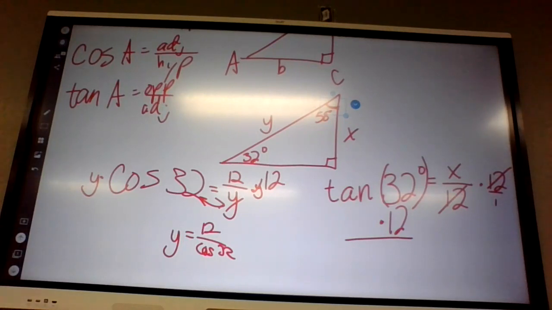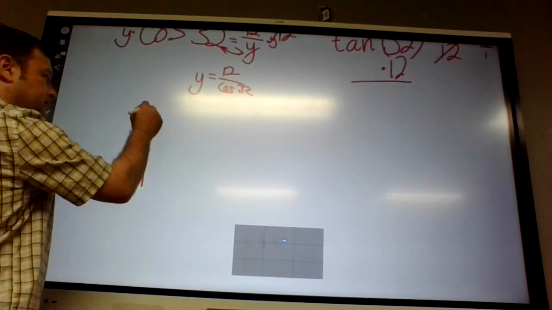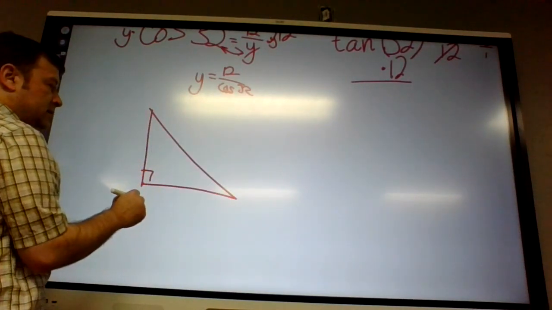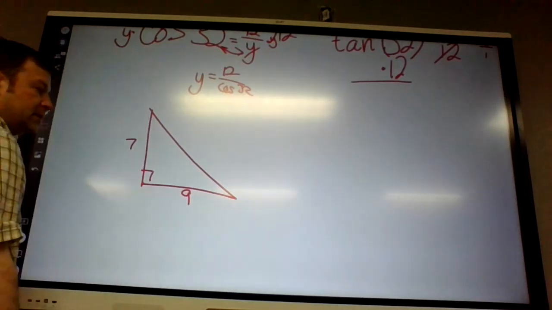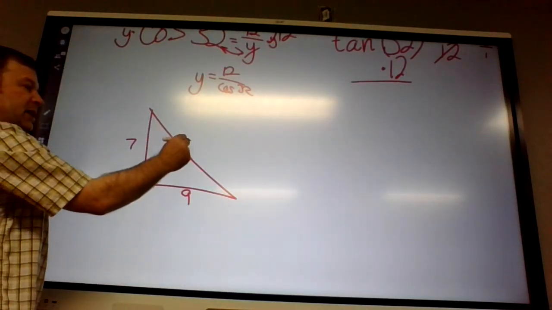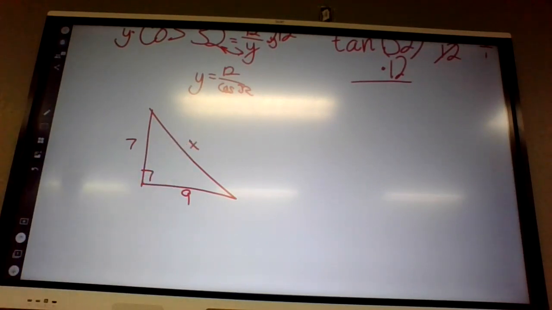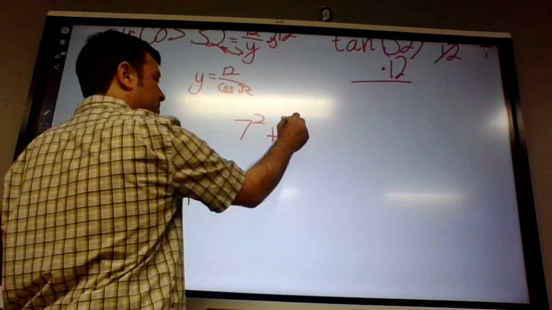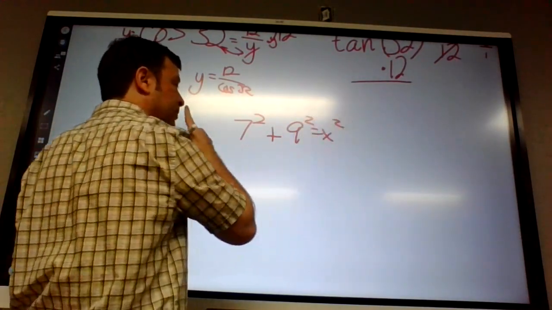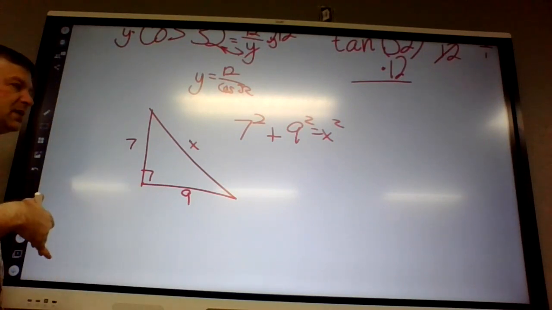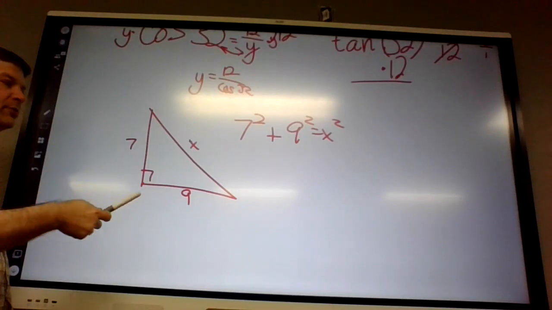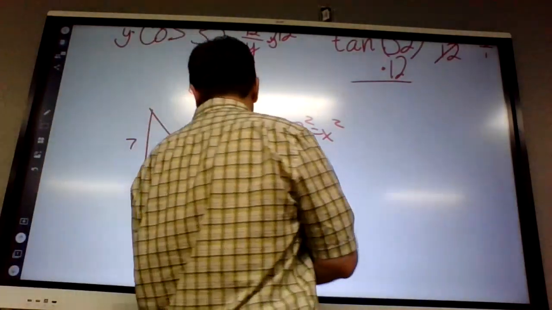Okay, the new thing, there is a new thing today, is this. So let's start with the hypotenuse. How could I find that side right there? Yeah, Pythagorean theorem. 7 squared plus 9 squared equals x squared. Today it says round to the 10th place, so we won't put square root answers on that. We will put decimal answers.